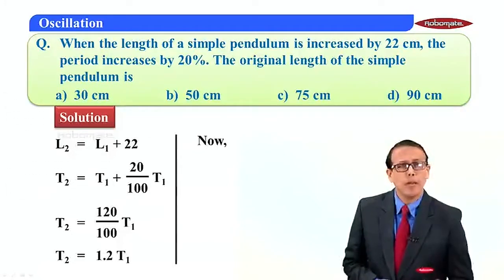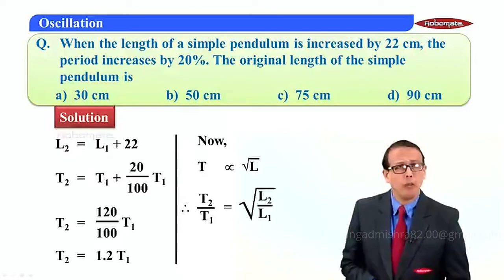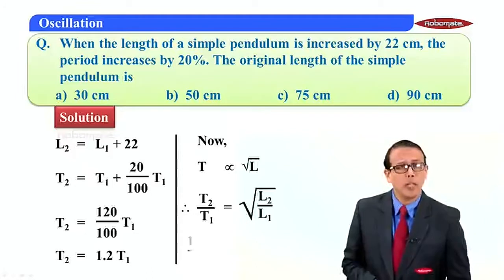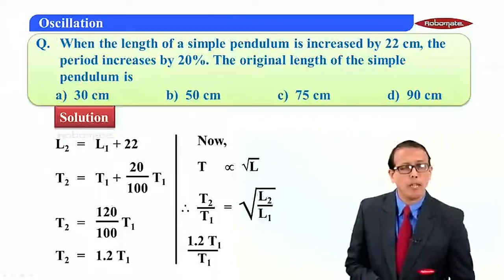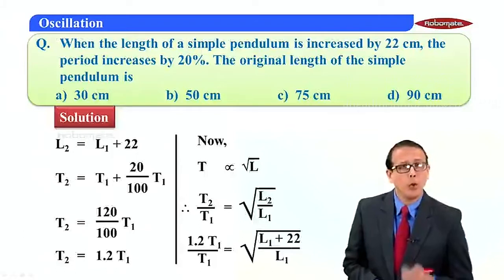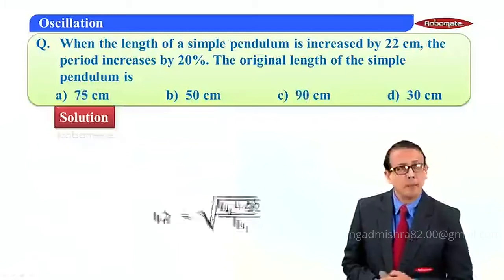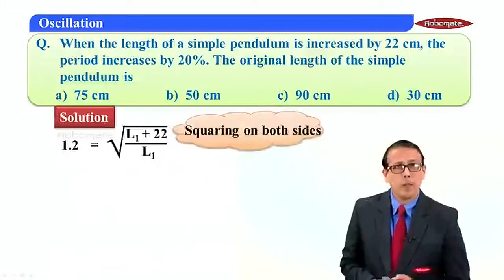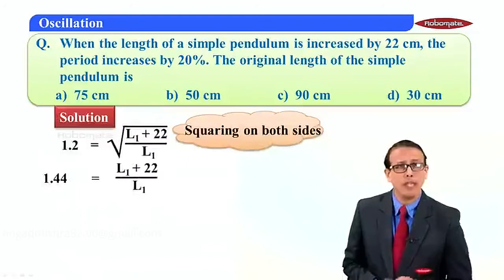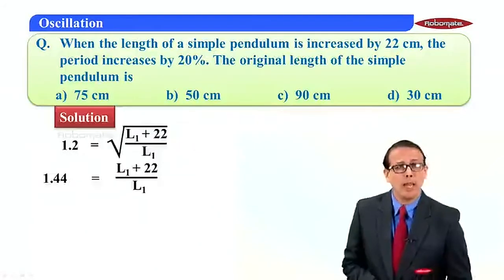Now students, very clearly T is given and L is expected, so it is a problem of law of length, so T is proportional to root L. Hence T2 upon T1 will be root of L2 upon L1. Let's substitute the respective values. So 1.2 T1 upon T1 will be root of L1 plus 22 upon L1. Let's cancel T1. The next step. Squaring on both sides we get 1.2 square is 1.44, and on the right hand side we get rid of the root sign on squaring and it becomes L1 plus 22 upon L1.